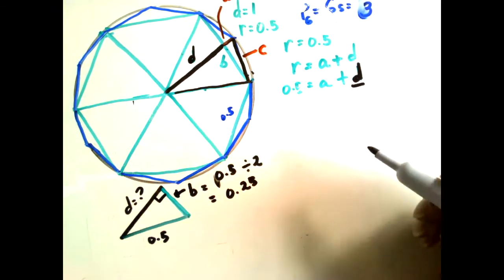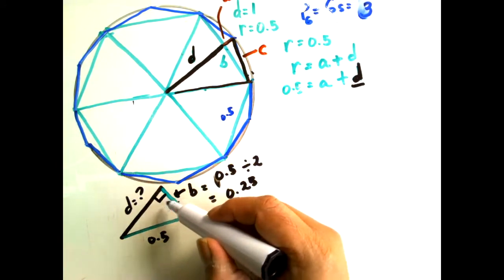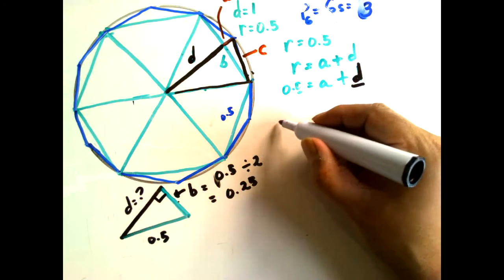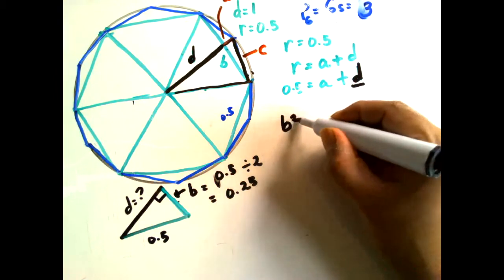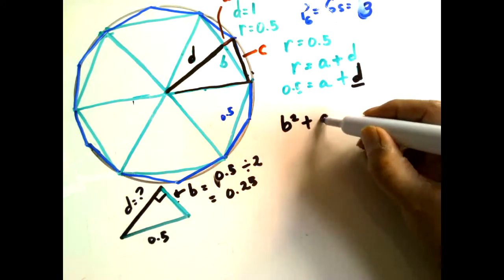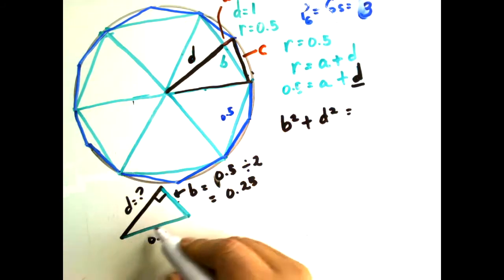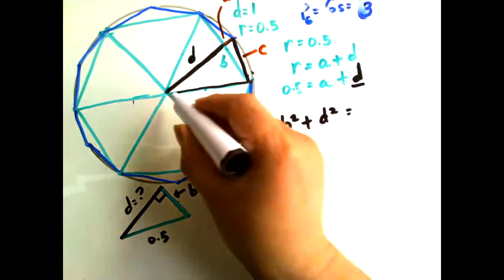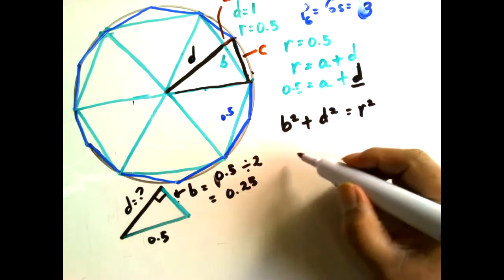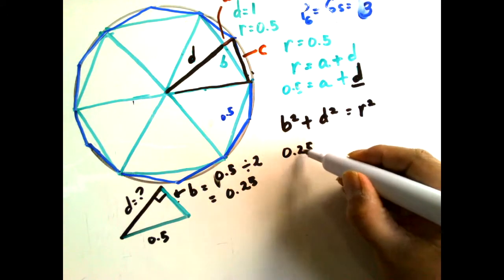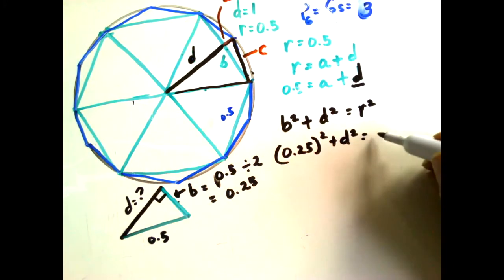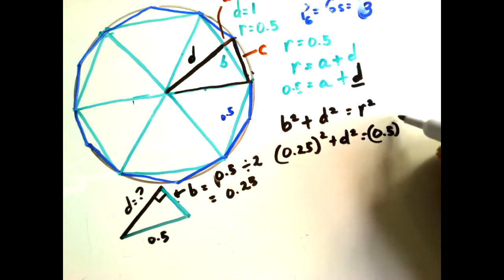That's Pythagoras. So the length of the two shorter sides, which are B and D, let's just do the Pythagoras now. The square of this side plus the square of this side is equal to the square of this side, which happens to be the radius here. And so we substitute the values: B is 0.25 squared, plus D squared equals, what's the radius? 0.5 squared.